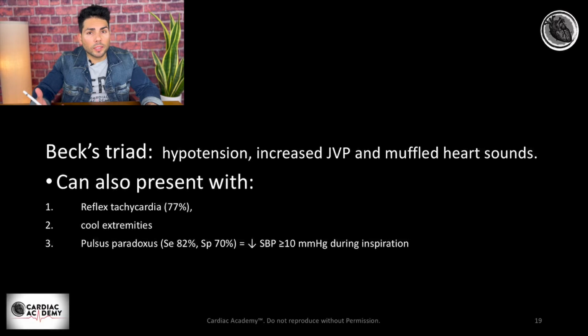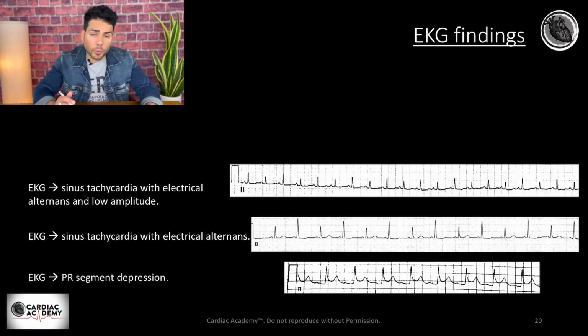But in addition to that, we can also see other findings, like you're gonna have reflex tachycardia. Just think about it. When you have hypotension, for your body to maintain cardiac output, you develop reflex tachycardia. You can also have cool extremities. And finally, you have pulsus paradoxus, which is a decrease in blood pressure of at least 10 millimeters of mercury during inspiration, okay?